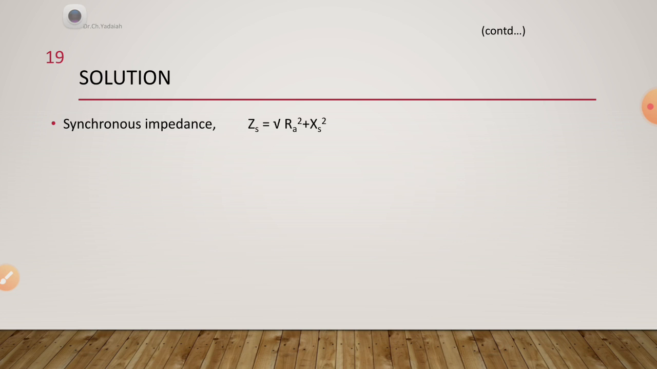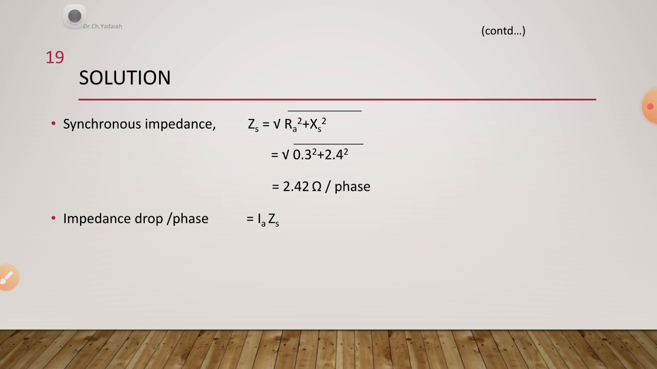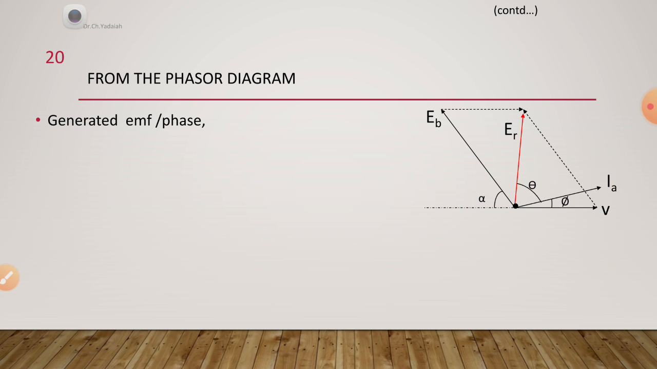So substitute the equation. The synchronous impedance ZS is equal to root of RA square plus XS whole square, this is a given value. So we are going to get 2.42 ohms per phase. Now impedance drop, that is called ER, is equal to IA ZS. So 80 into 2.42, we are going to get 193.6 volts, that is the resultant voltage ER.